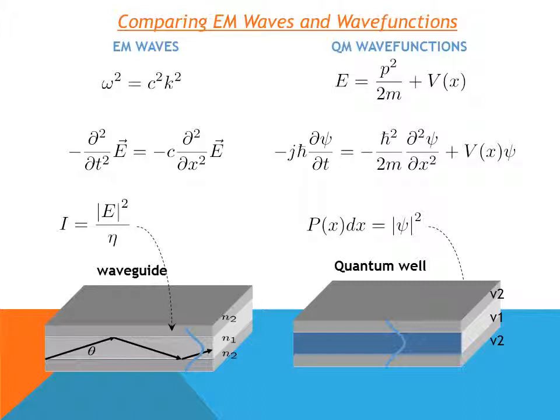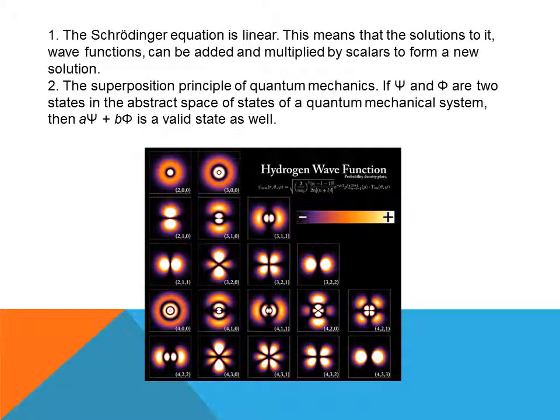Here you can see the various equations for waveguide and quantum well. Now in this slide we can see the hydrogen wave function, and here this equation is described. The Schrodinger equation is linear. This means that the solutions for each wave function can be added and multiplied by scalars to form a new solution. The superposition principle of quantum mechanics: if psi and phi are two states in the abstract space of states of a quantum mechanical system, then a psi plus b phi is a valid state as well.